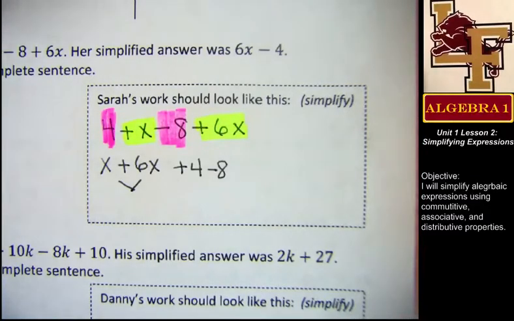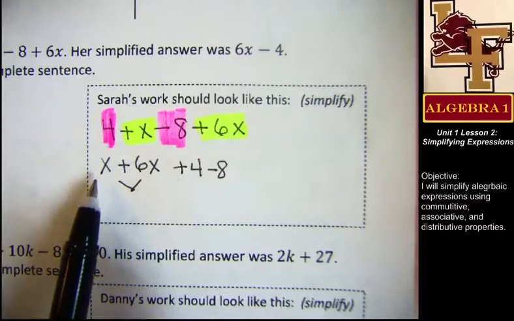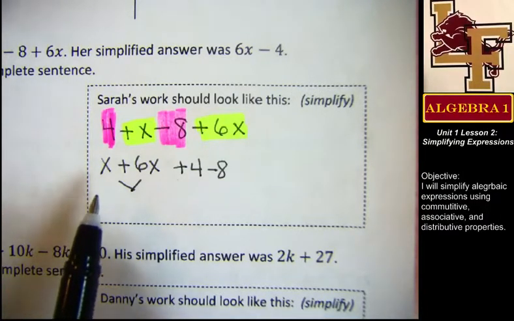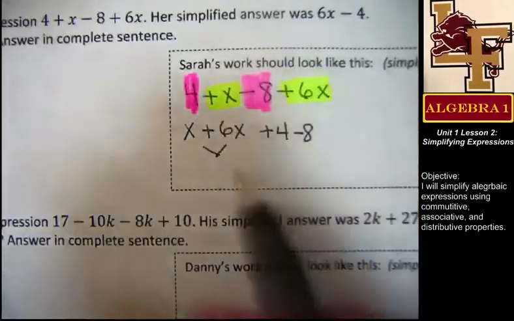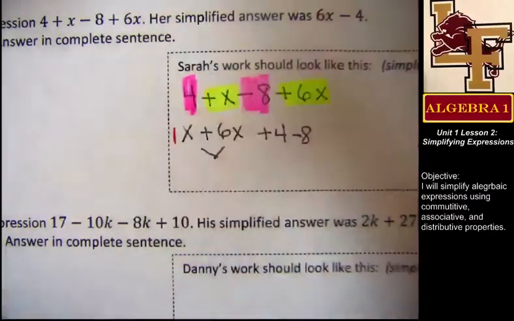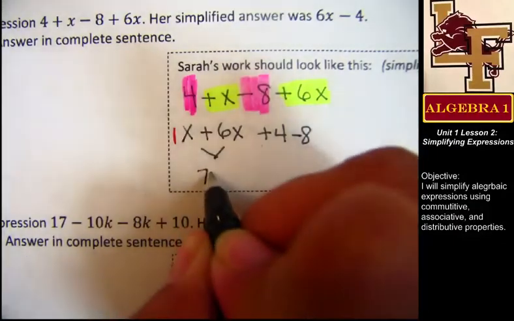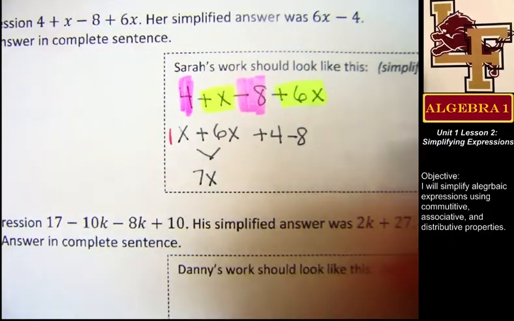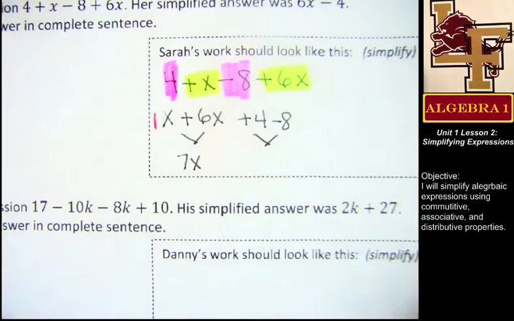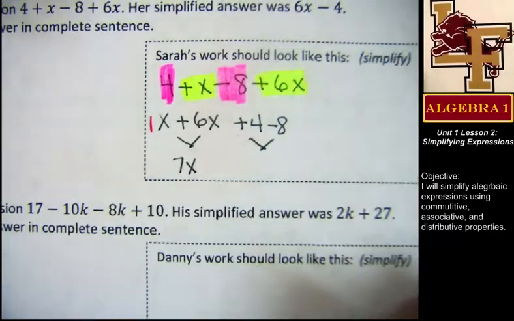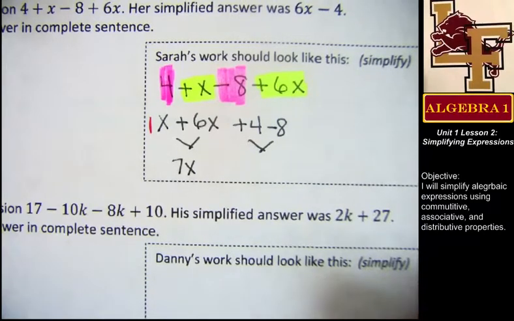What should I write? 7x. There's no coefficient in front of the x. If there's no coefficient in front of the x, you assume it's a 1. And so this is 1x plus 6x for 7x. 4 minus 8. 4 minus 8, that's negative 12. Negative 4. Okay. That's okay.